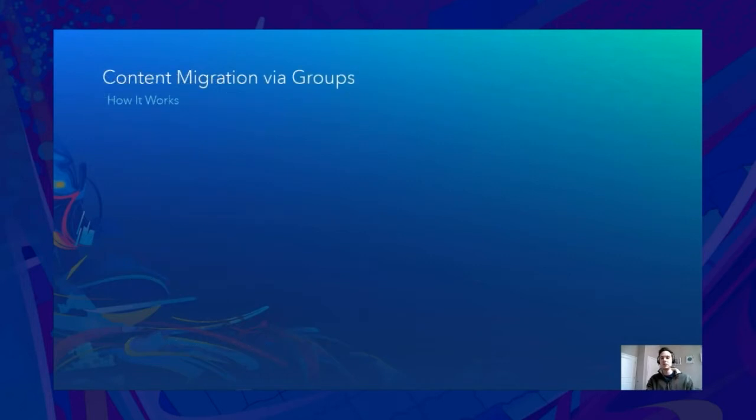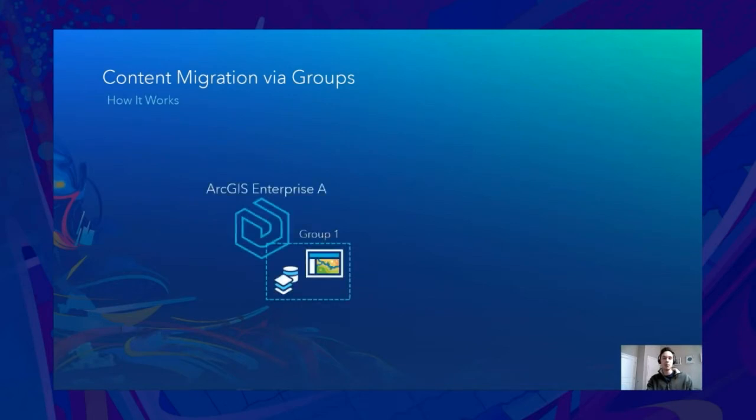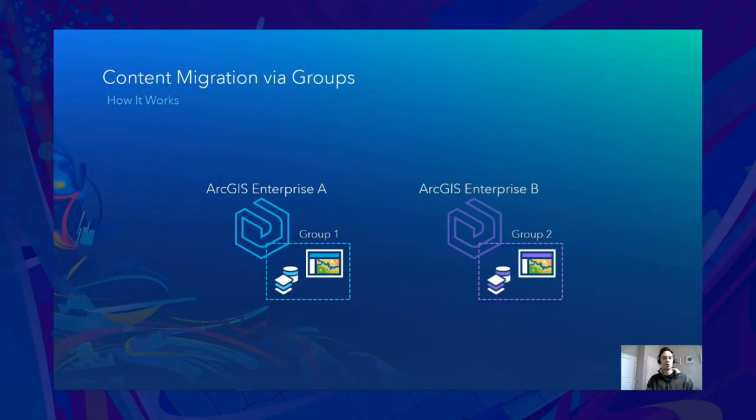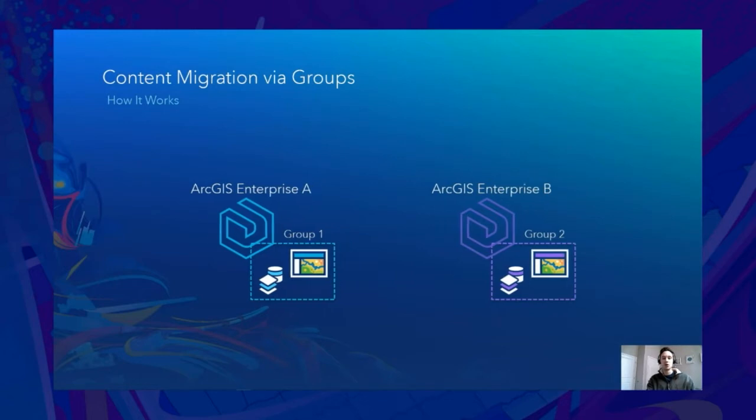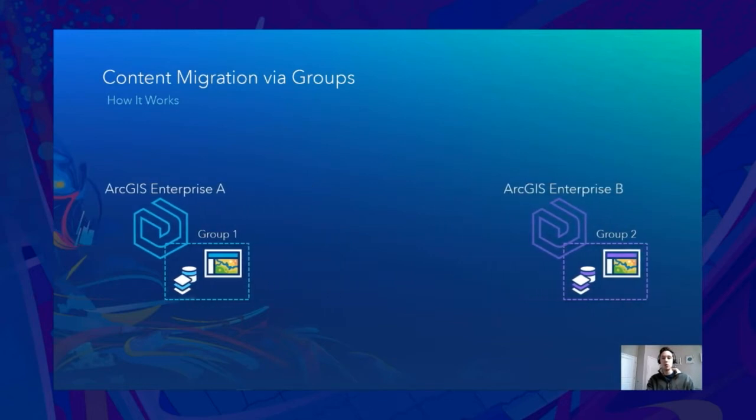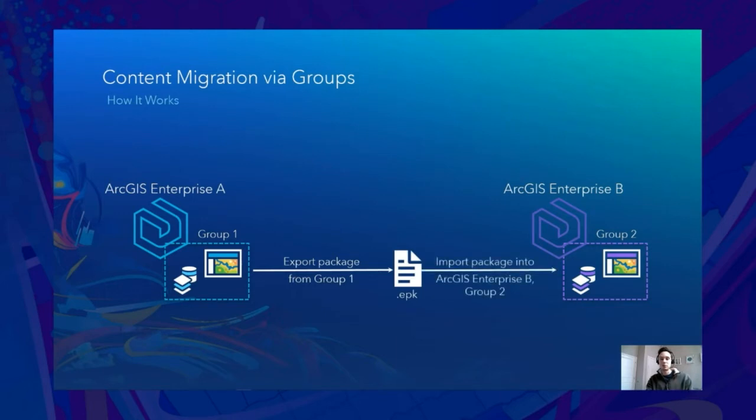So now let's delve a little bit deeper into how content migration via groups works at a workflow level. Essentially, you create a group in Enterprise A and then share content into it. You then run the export tool to export that into a downloadable EPK file, and then add that file to Enterprise B before unpacking it and importing it into the destination group in Enterprise B.